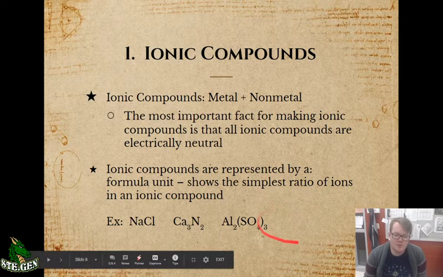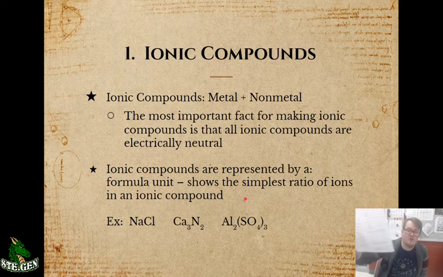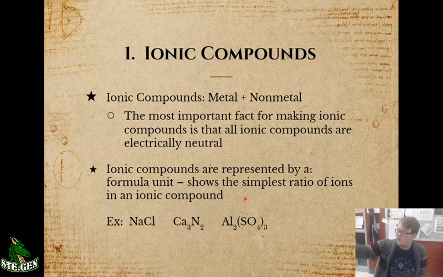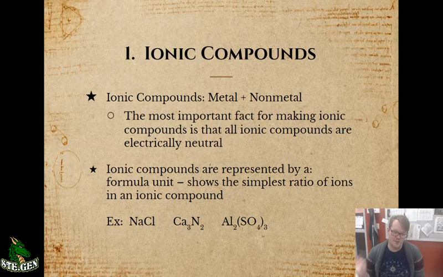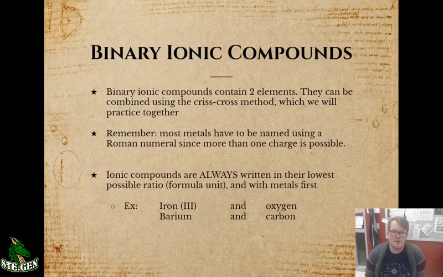Now this last one's a little bit more complicated. Aluminum has a +3 charge. SO4 is a polyatomic, so you go to your sheet. Hopefully you have it memorized by now. SO4 is sulfate. Sulfate is a -2 charge, and there are 3 of them that we need, because then we can have -2 times 3 is -6. +3 times 2 is +6. They cancel each other out. So that is how we're going to be solving most of these questions.